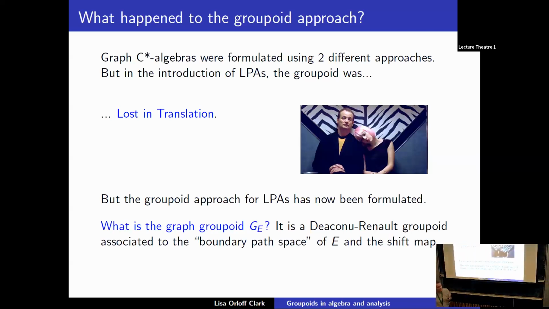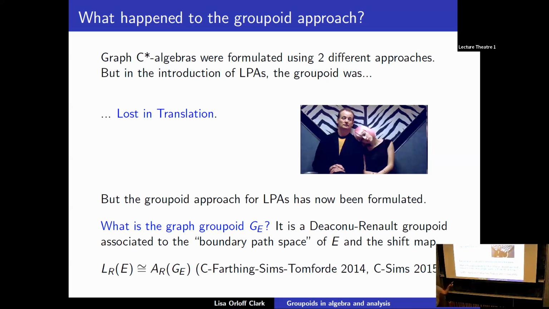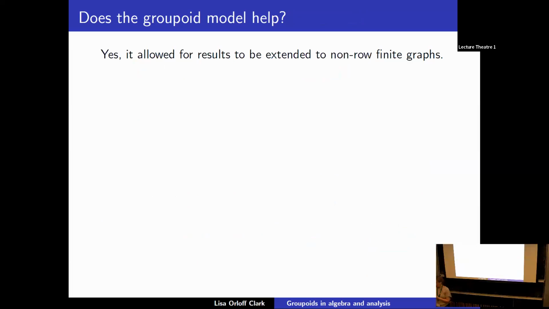So it's the same groupoid that Becky introduced you to yesterday. It's the groupoid associated to the boundary paths with respect to the shift map. And then we show, so Aidan and I with Cynthia Farthing and Mark Tomforde, and then Aidan and I get more general, that the Leavitt path algebra has a Steinberg algebra model with respect to that graph groupoid.